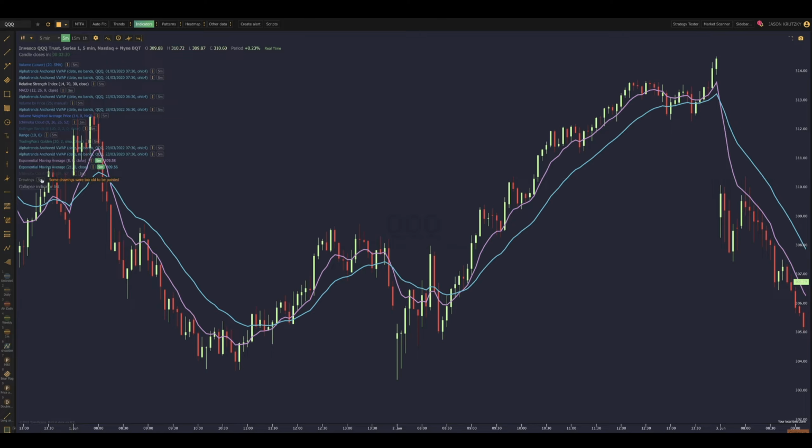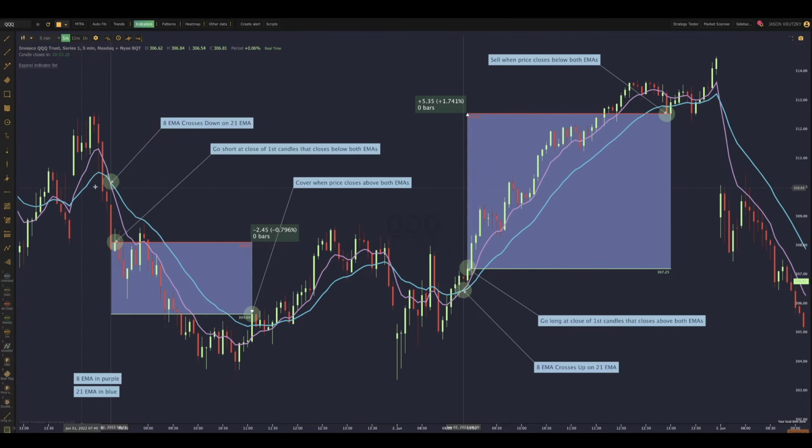I'm going to turn on my drawings here. Here you can see the bearish setup. We have the cross down. We have price closing below both of the moving averages, so we take a short bias trade and we ride that trade until price closes above both of the moving averages here for a gain of almost 1%.